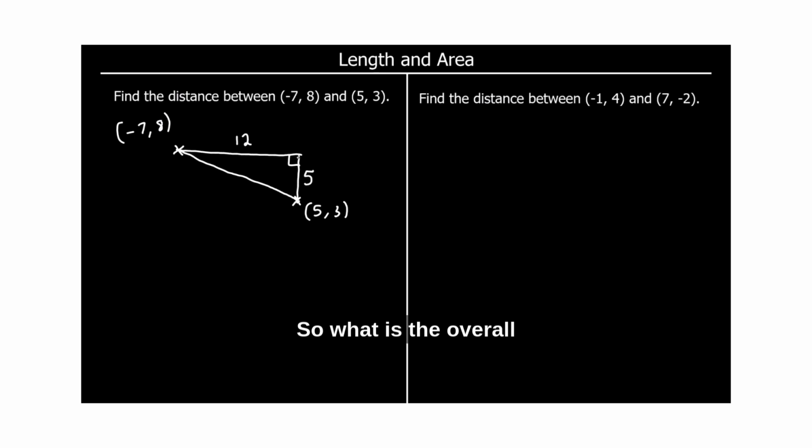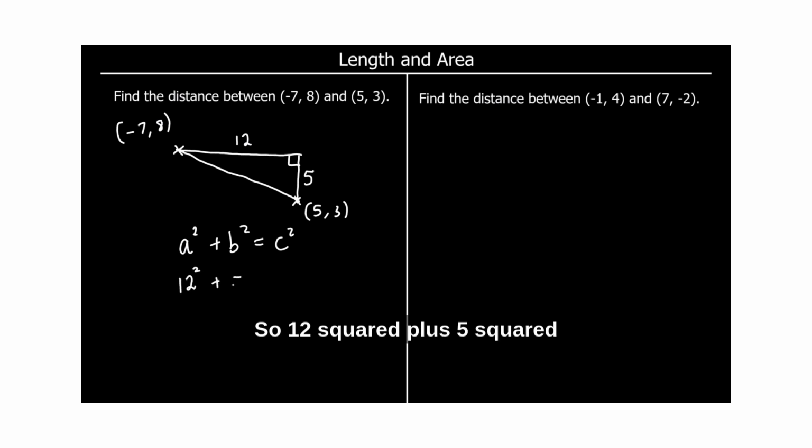So what is the overall distance? We need to find the length of the straight line, and that's Pythagoras. a squared plus b squared equals c squared. So 12 squared plus 5 squared equals this hypotenuse squared, c squared.